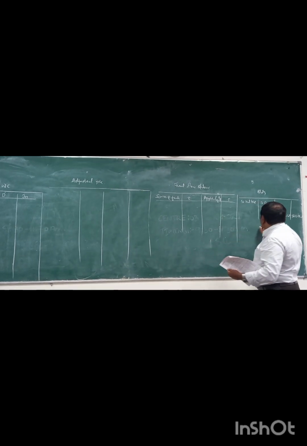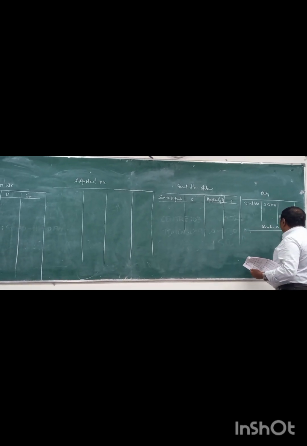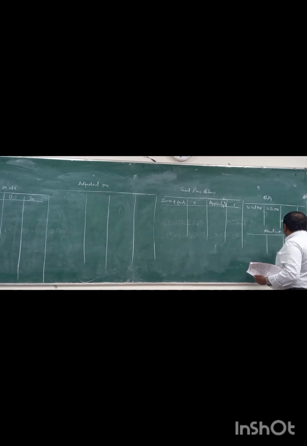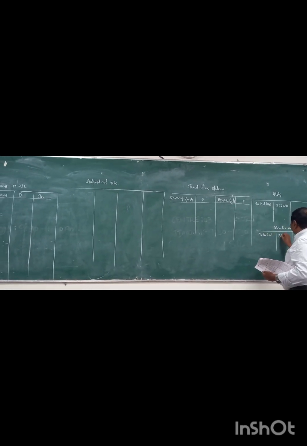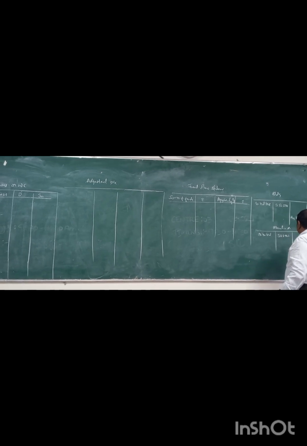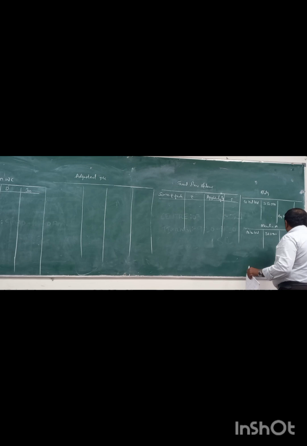Next, machinery. So we need a machinery account also. To balance brought down 3 lakh. By balance carried down 4 lakh.